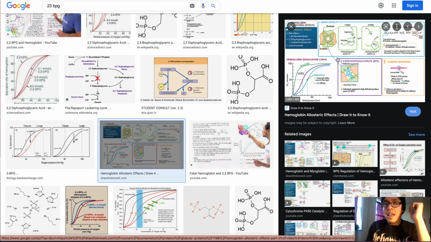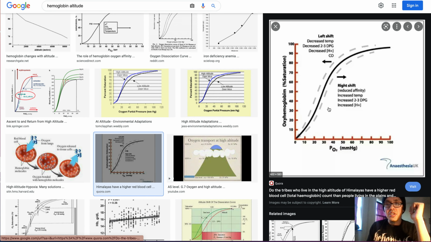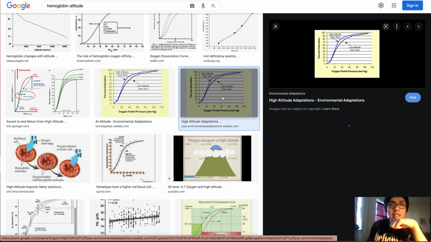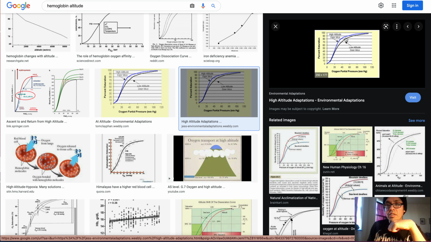So once that happens, your curve, your oxygen saturation percentage as a function of the partial pressure of oxygen, changes at a higher altitude. It goes over, right? This is the rough version of it. It goes over to the left, or to the right, sorry.